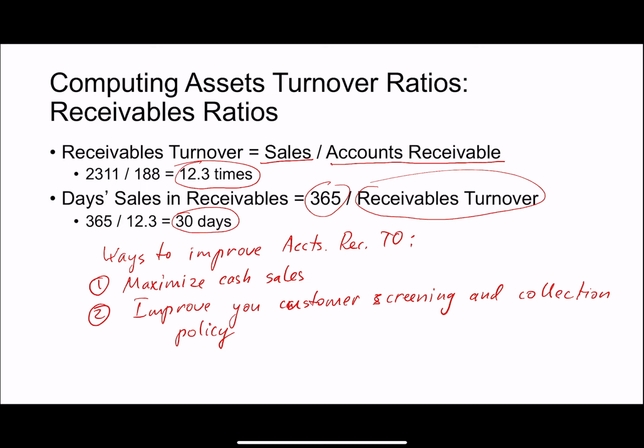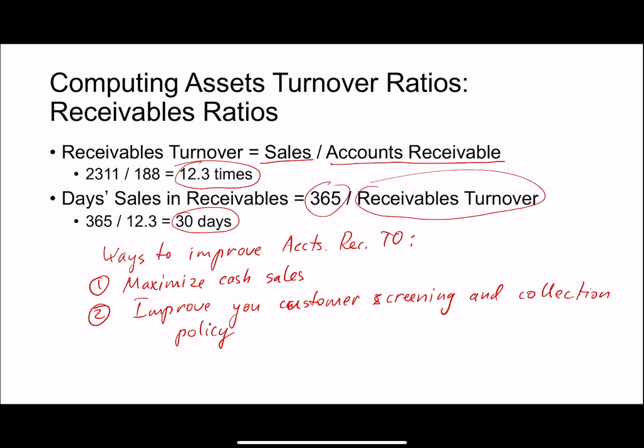Number two, on the other hand, addresses another concern. Once you made that credit sale, you want to make sure that you make it to customers who are credit worthy. So you basically improve your customer screening, make sure that they don't default, because normally your accounts receivable start getting bigger when your customers don't pay back on time. So in other words, it's called aging of your accounts receivable. So you don't want that to happen.